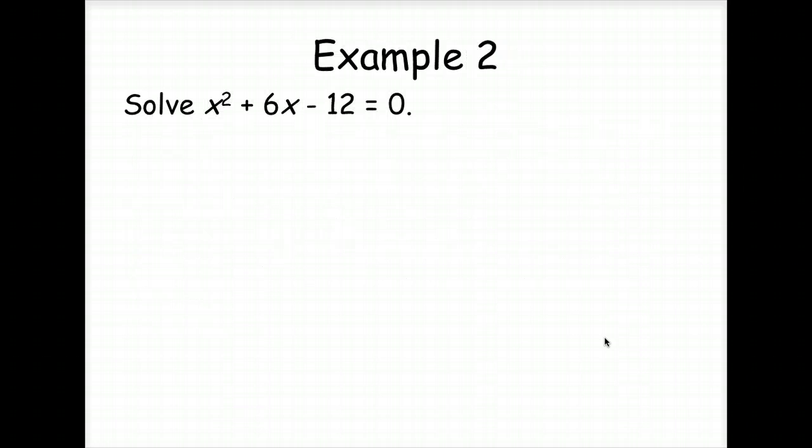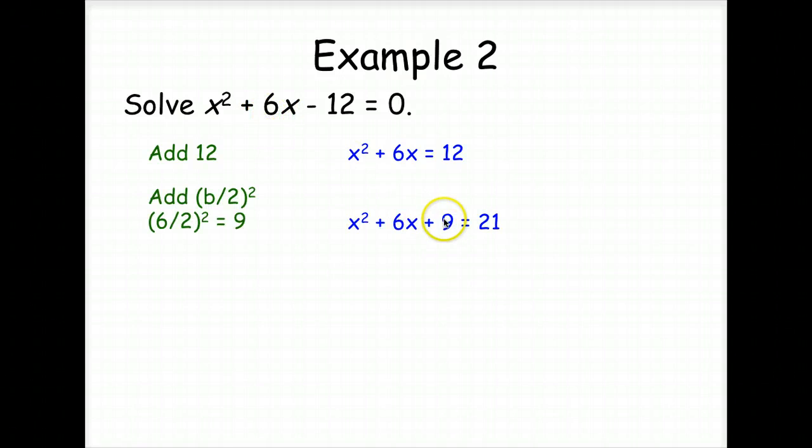What does this look like in practice? First step, make sure the leading coefficient is 1. It is. Now we're going to isolate the terms with a variable. We need to get rid of this negative 12. We do that by adding 12 to both sides. Then we take half of 6, which is 3, and square it. That's 9. We add 9 to both sides. 12 plus 9 is 21.